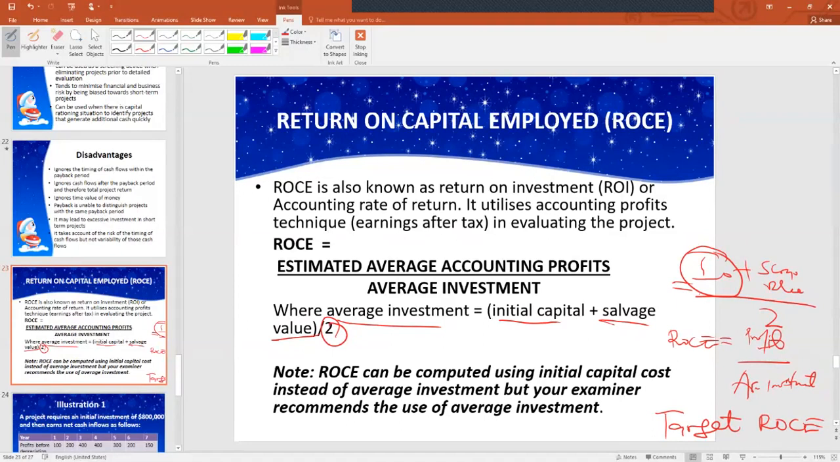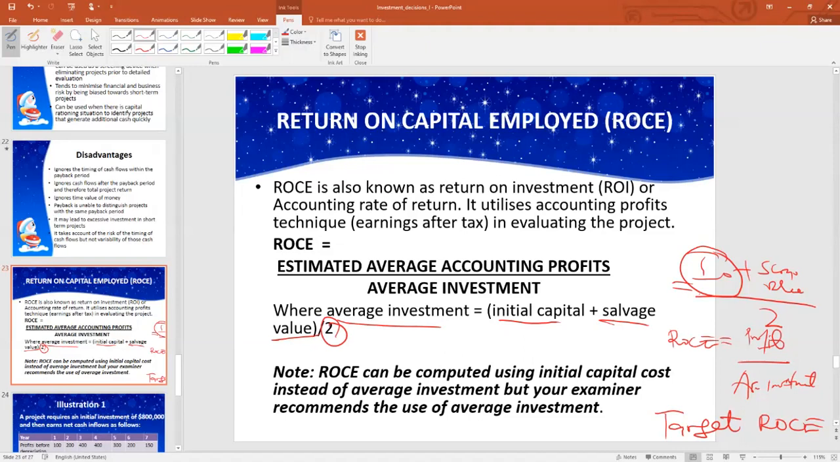Any project below that target is rejected, and any project above the target is accepted. That's how we decide whether we ought to invest in a project or not. You compare the project's return on capital employed versus management's target return on capital employed. If the ARR, the accounting rate of return, is below the target, then of course we reject. If it is above, then we accept that particular project.